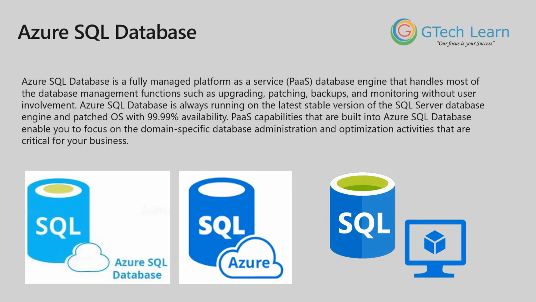SQL Database enables you to easily define and scale performance within two different purchasing models. The first is the vCore-based purchasing model. That means we discuss how many virtual cores of CPU are required for our database services. And the second one is the DTU-based purchasing model.